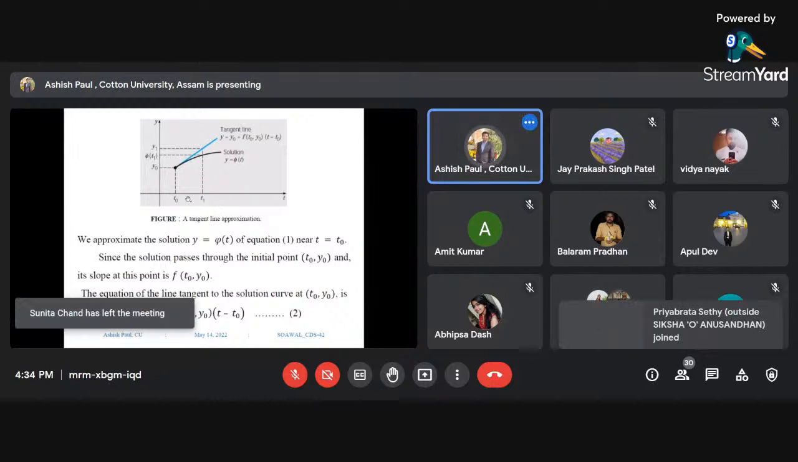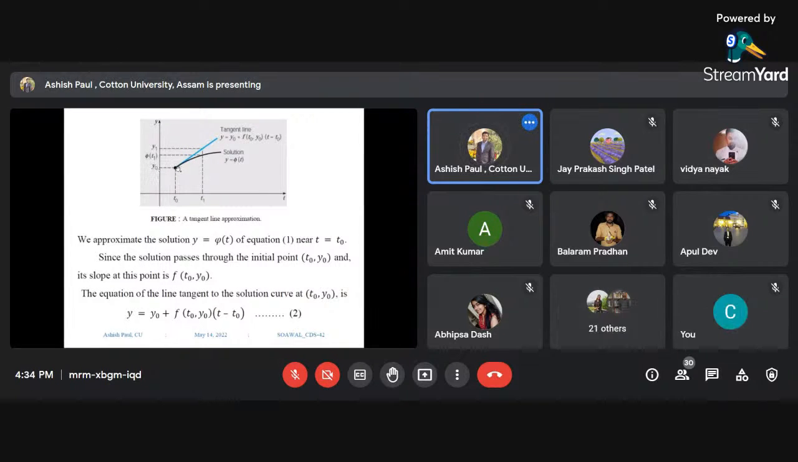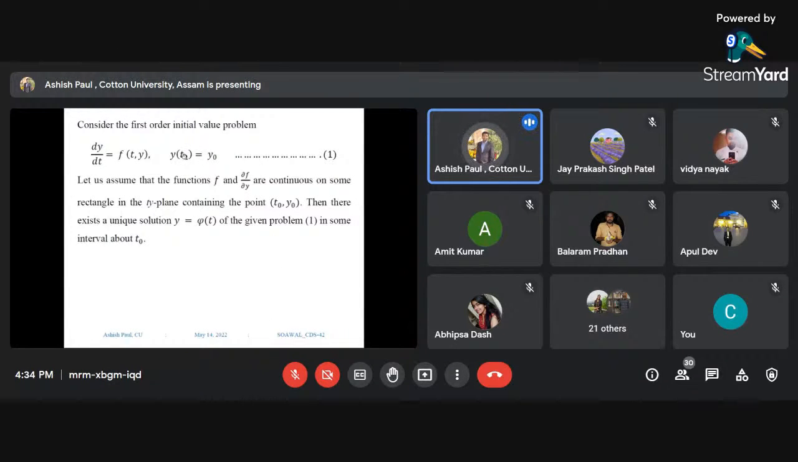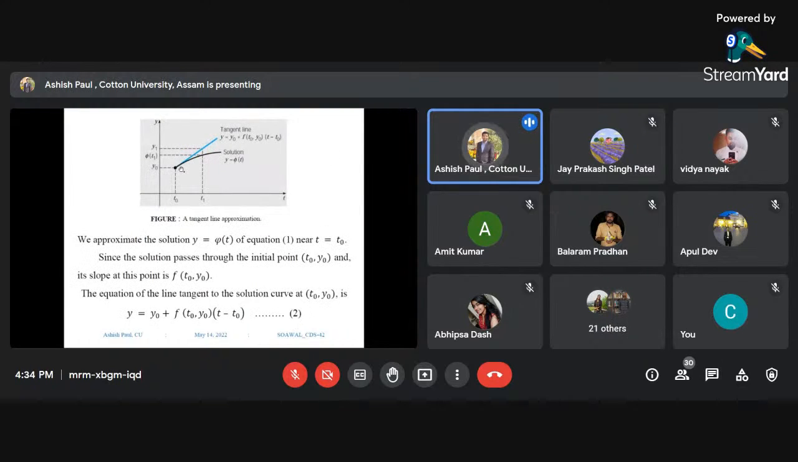So this is the t-axis and this is the y-axis. At the point t is equal to t naught, the value y naught is given to us. From equation number 1, at t is equal to t naught, the value is y naught. In other words, this point is known to us.